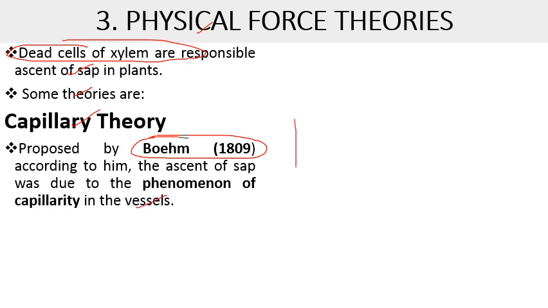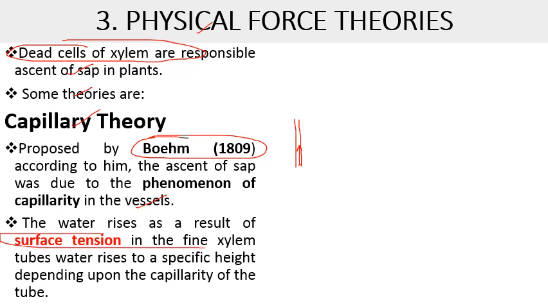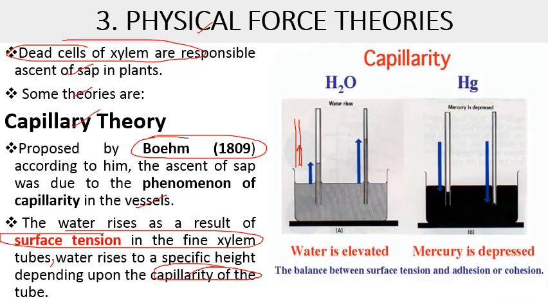So capillarity is a phenomenon where in a narrow tube, water rises in the upward direction. And this upward movement occurs due to the phenomenon of surface tension. The water rises as a result of surface tension in the fine xylem tubes. Water rises to a specific height depending upon the capillarity of the tube. It means, here we can see, if this tube is broader, if its inner lumen is broader, the water cannot rise to a greater height, but when its lumen is very narrow, it can rise up to a greater height. So according to this theory, these xylem vessels act as a capillary, and there is upward movement of water due to surface tension.